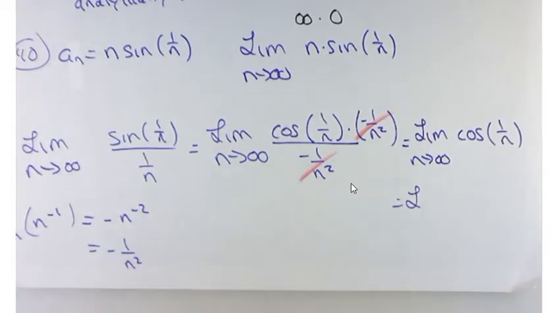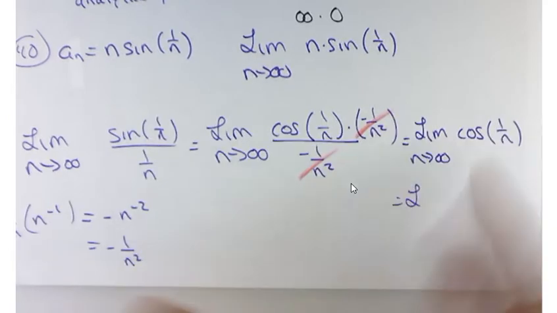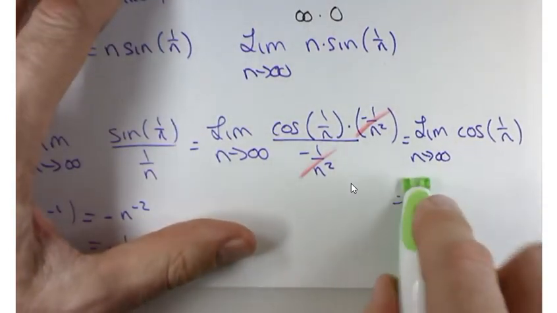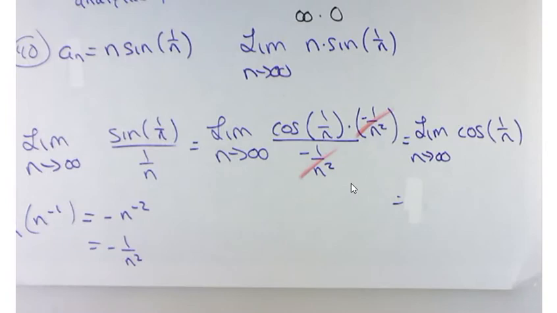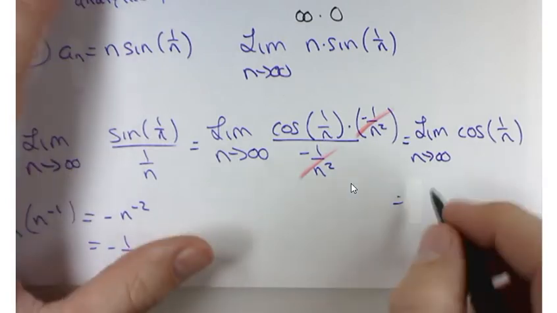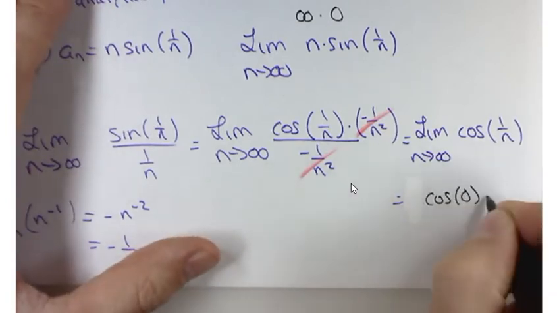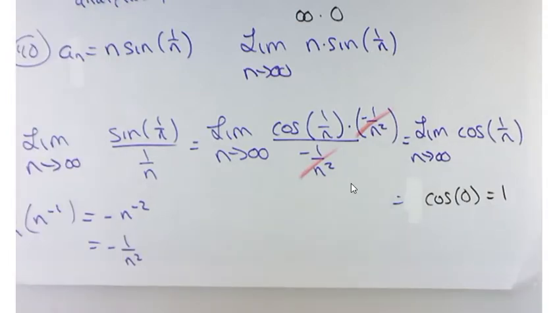Actually, let's see. What's that limit going to be? What am I going to get here? Cosine of 0, which is 1. And we saw that like 5 minutes ago when we looked at the graph. But if I ask you for an actual proof, this is what I need to see.